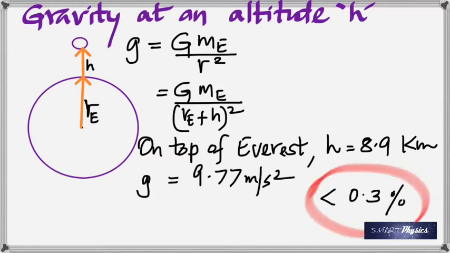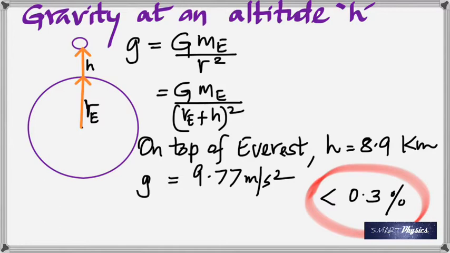So the lowest point is 11 kilometers deep. The highest point is about 9, not 8, 9 kilometers high. So the difference is 20 kilometers. I wanted you to see that. That's our Earth. Got it? But just notice this. When you put that number in here and calculate g, you are surprised, isn't it? It's almost the same, isn't it?